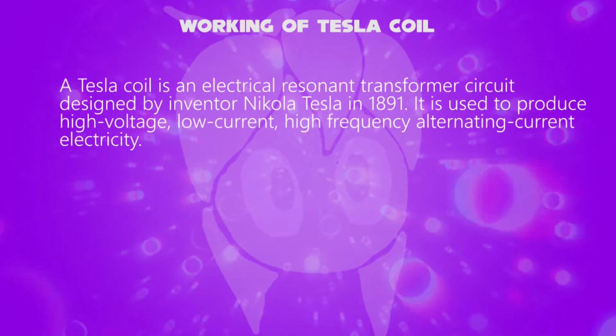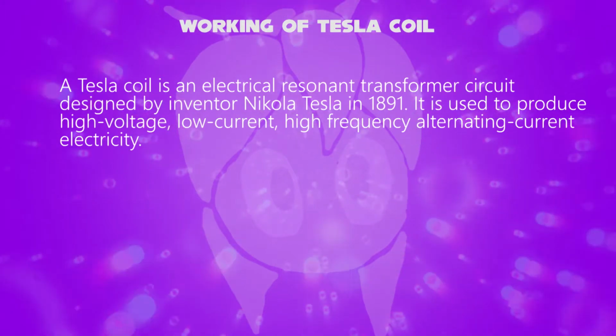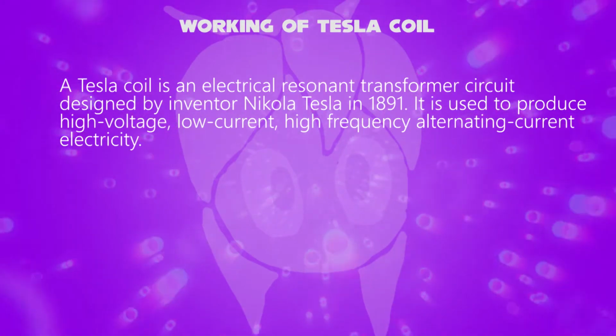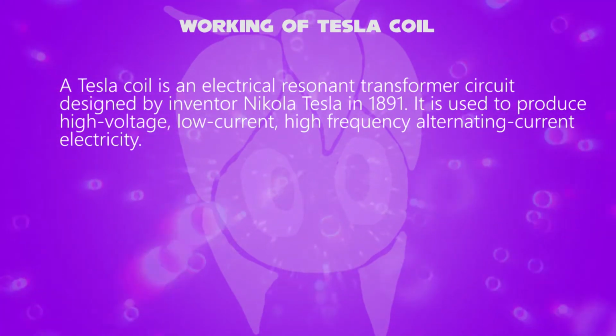A Tesla coil is an electrical resonant transformer circuit designed by inventor Nikola Tesla in 1891. It is used to produce high voltage, low current, high frequency alternating current electricity.